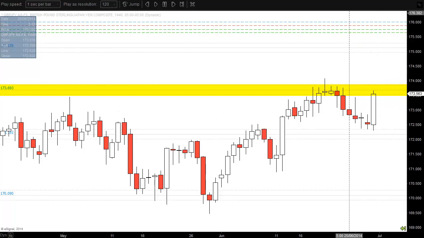So this is a resistance area. Resistance areas are full of sellers. So sellers are in this area. When price pushes up to here, there's a possibility that sellers are going to enter the market.